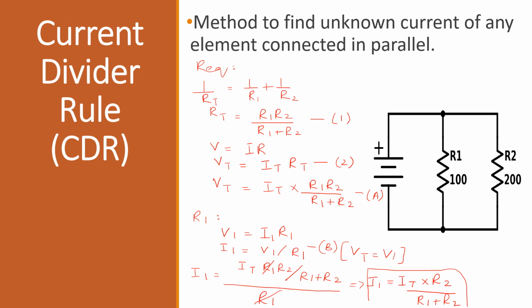Now, what will be the equation for current across resistor 2? It will be I2 is equal to It multiplied by R1 divided by R1 plus R2. So, these formulas are for only two resistors that are connected in parallel.